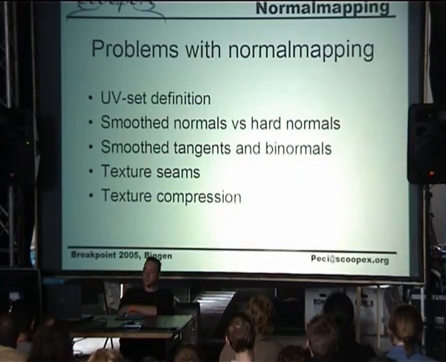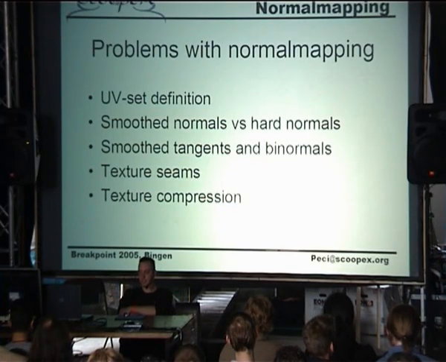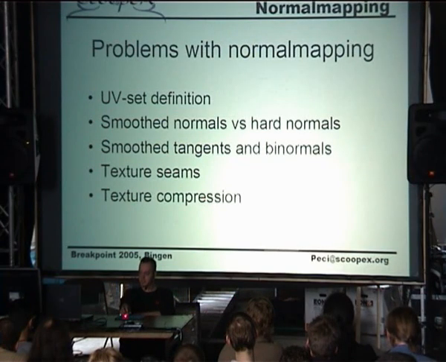So the main topic is normal mapping. When I started with normal mapping, I thought it would just work out of the box. You can download a normal map shader, use RenderMonkey, and it should work. But the problems are in the details, because the tangent space highly depends on the UV set definition.